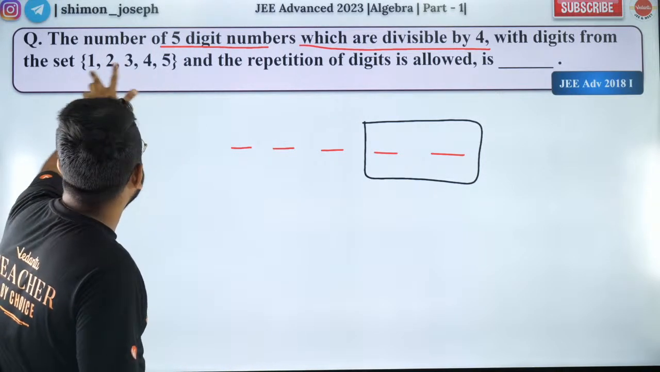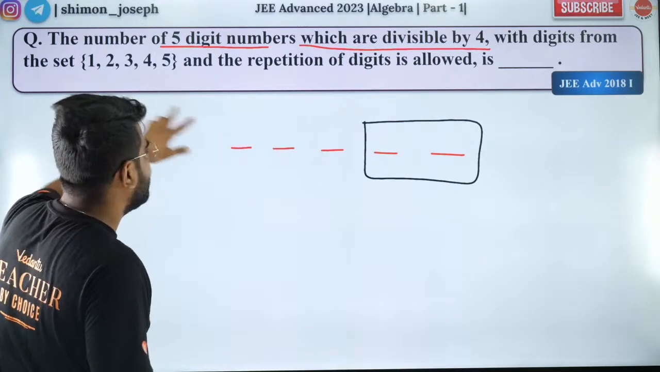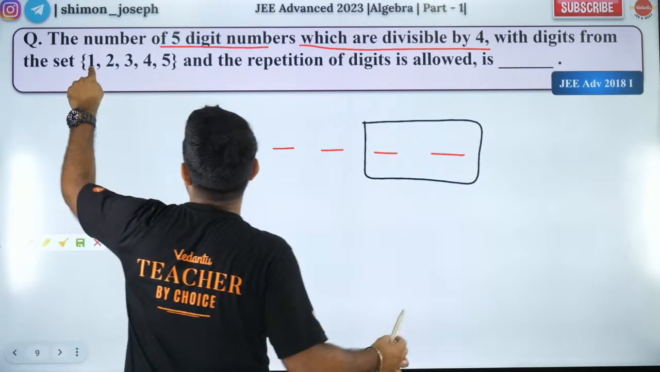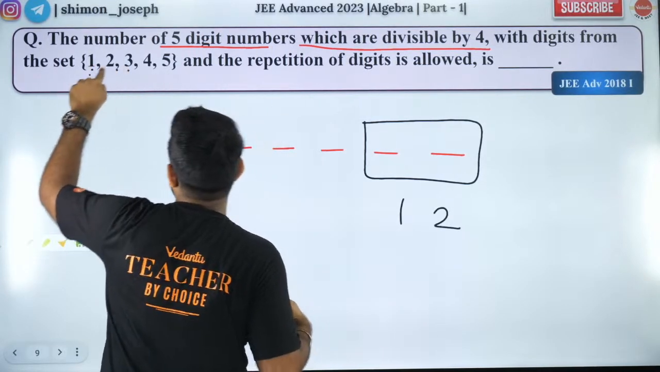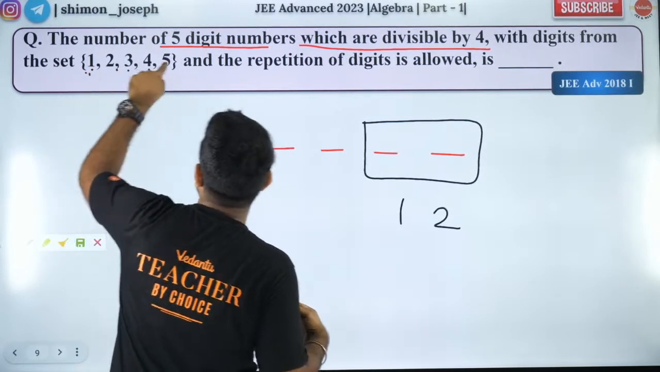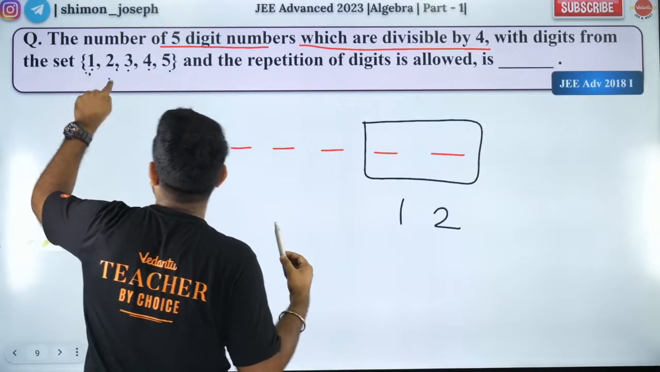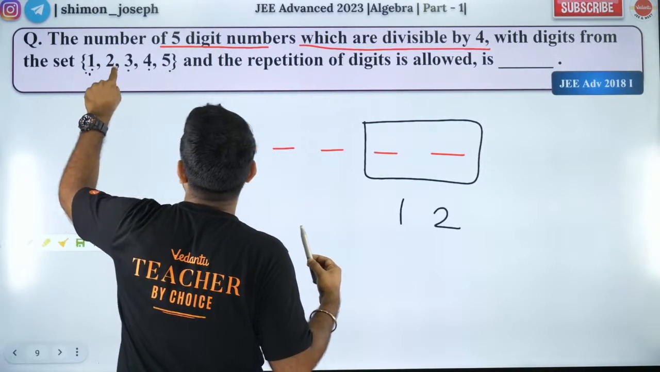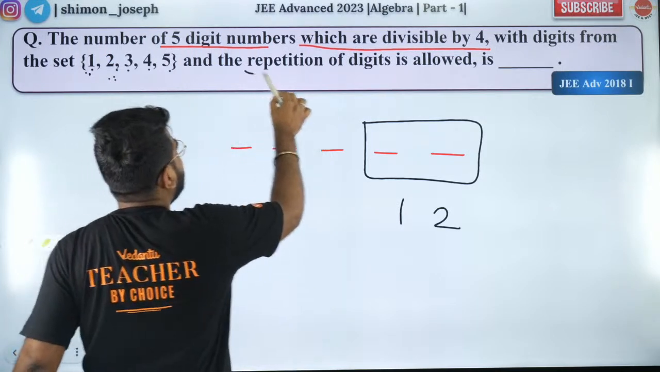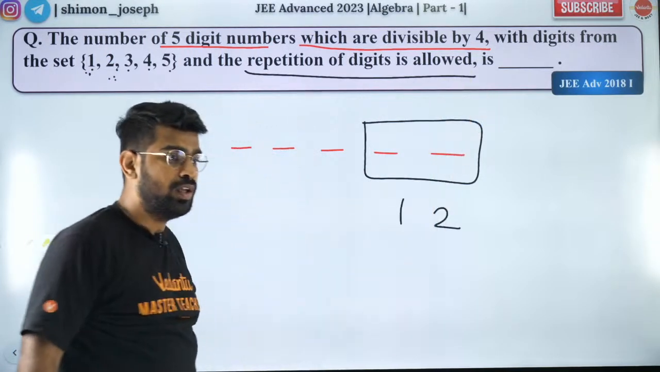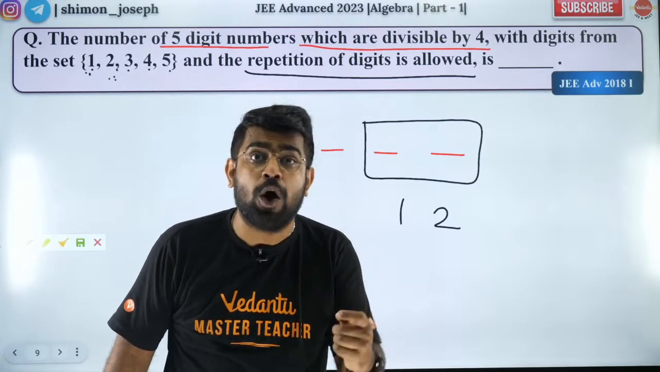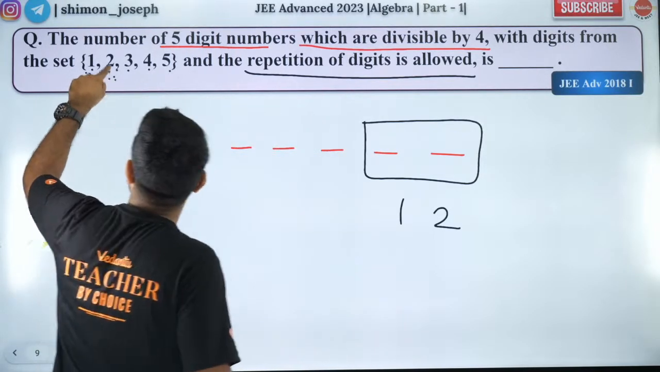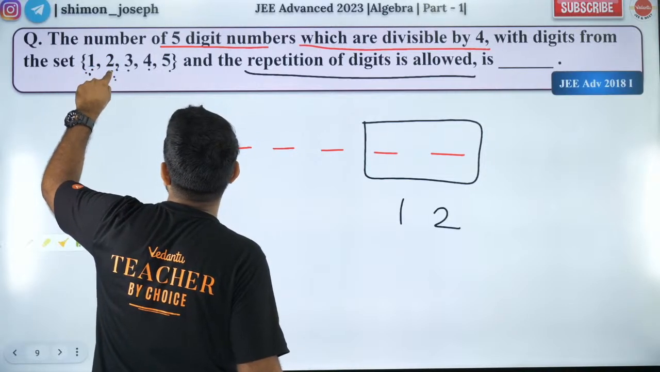So look at these numbers. What combinations will give you a multiple of 4? 1 and 2? Yes, 12 is divisible by 4. 1 and 3? No. 1 and 4? No. 1 and 5? No. 2 and 1? No. 2 and 2? No. Why, sir, 2 and 2? Why are you checking 2 and 2, sir? Because repetition of digits is allowed. So I have to check 2 and 2. That is not possible. 22 is not divisible by 4.